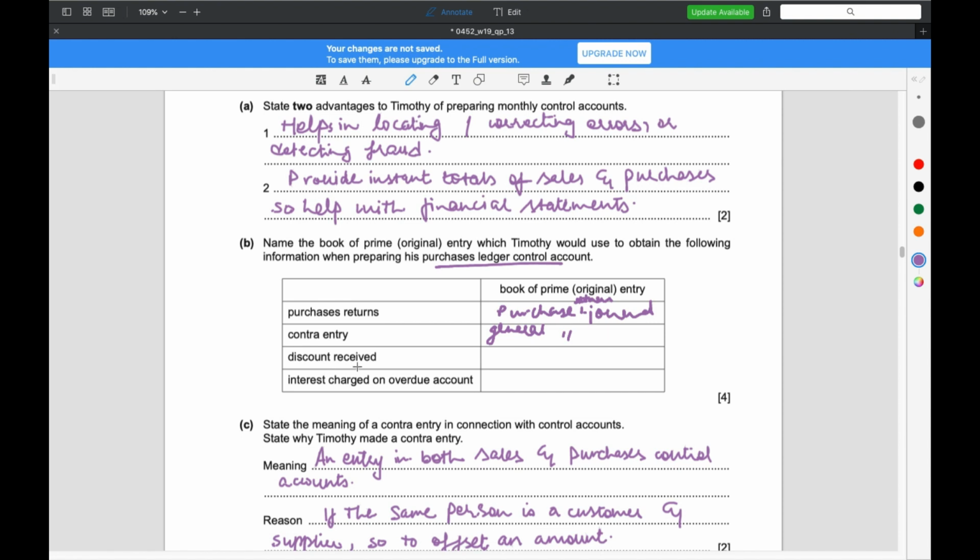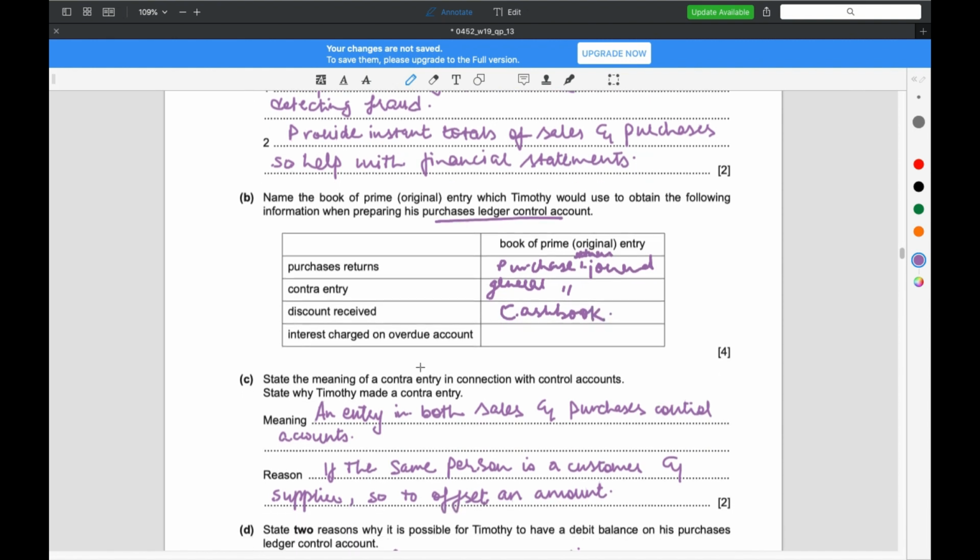Now, discount received: you should know that a discount received, bank and cash, these three are always found on your 3-column cash book. So if you received a discount, it means that it should be on the cash book because you had to pay less, right? So that has to be over on the cash book to balance out whatever entry you made. So cash book.